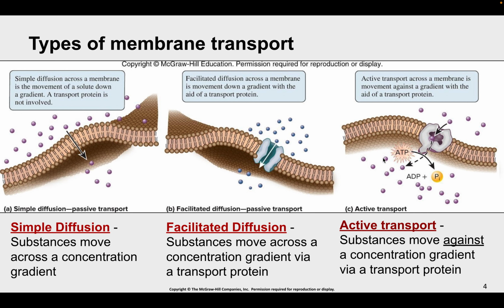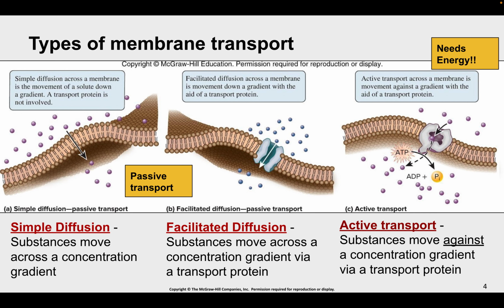It's moving against that gradient, which means it's not only going to need a transport protein, but it's also going to use energy. It uses up energy when it moves. So passive transport does not need energy. This would be simple diffusion and facilitated diffusion. Active transport does need energy, and typically that energy is going to be in the form of ATP.